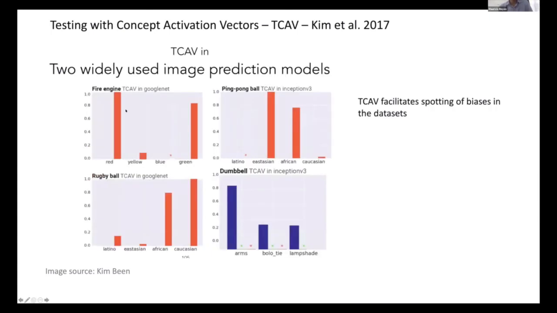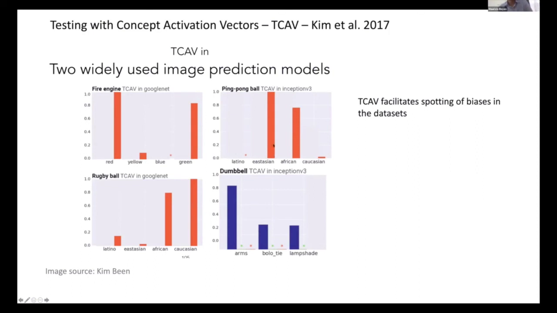They trained a model to classify images of fire truck workers. And you can see that when they tested the concept of colors, red, yellow, blue, and green, most of the training data actually had red trucks. So the system was very sensitive to the concept of redness. When the system was shown yellow trucks, the accuracy of the detector was really low. So this analysis showed that there was a bias in the data.